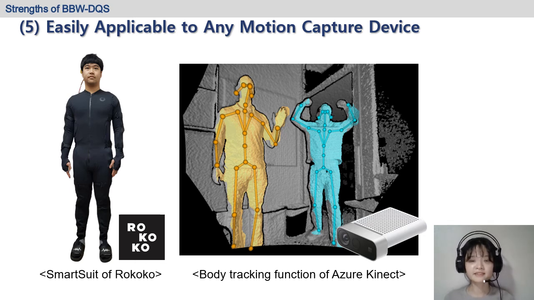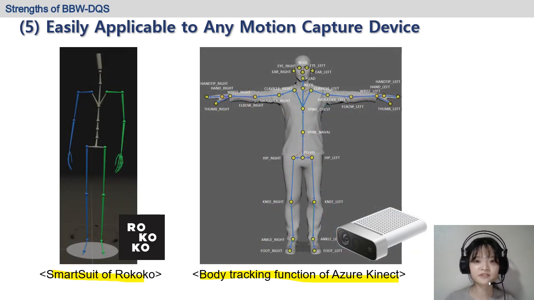This also means that the system developed in the present study can be easily applied to any motion capture device. These two are the motion capture devices being used in our lab. This is the suit with the sensor, and this one here is the depth camera that does not require any sensor or devices on the actor's body. Although these two devices look so different, once we have the skeleton structure like this, it can be easily used for the BBW DQS system with one simple pre-processing.